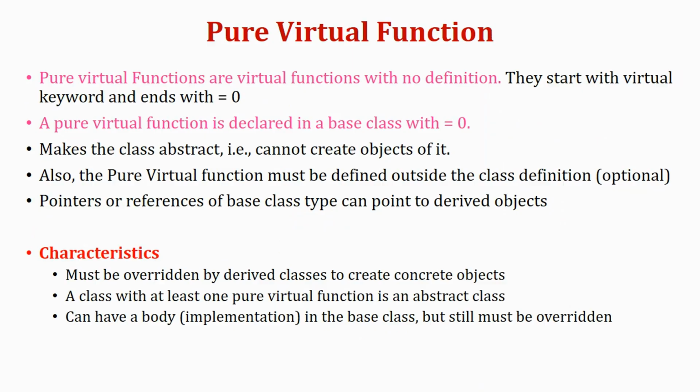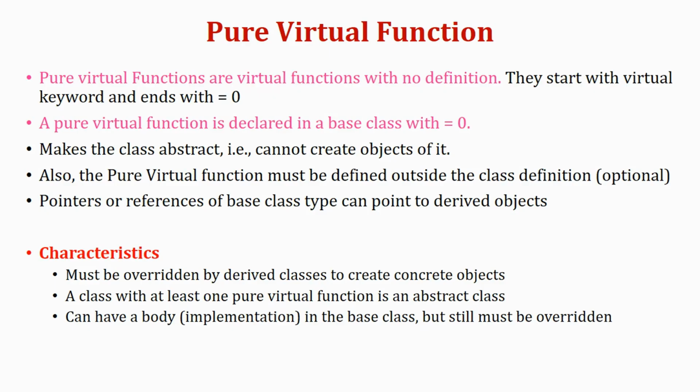And the next one is the pure virtual function. Pure virtual functions are virtual functions with no definition. They start with the virtual keyword and end with 0. The pure virtual function is declared in the base class with 0. It will make the class abstract. It means we can't create an object from the abstract class. Also, defining the pure virtual function outside of the class definition is optional. The next one is that a pointer or reference of the base class type can point to a derived class object. What are the characteristics of the pure virtual function?